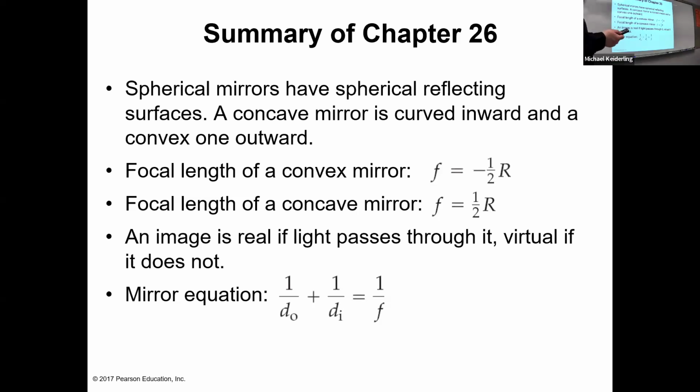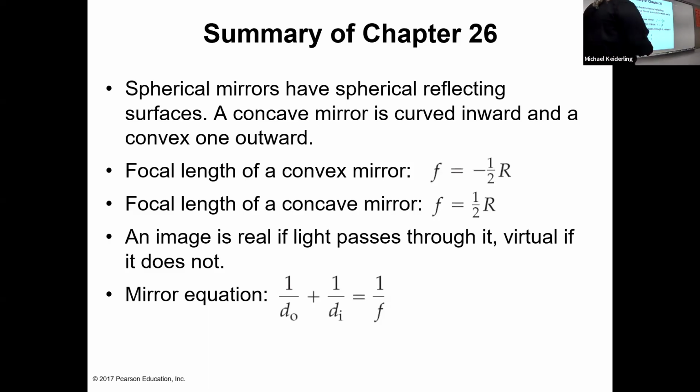An image is real if light passes through it, virtual if it does not. The image you see as a reflection in a flat mirror is virtual. The image formed here on the board is real.